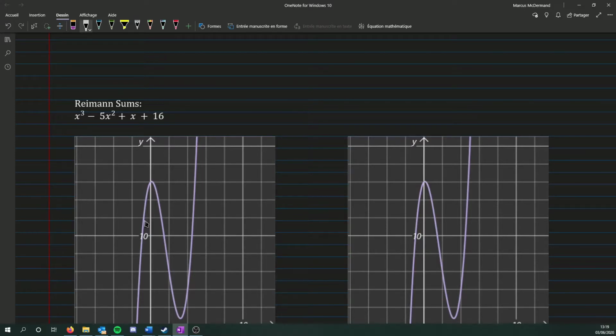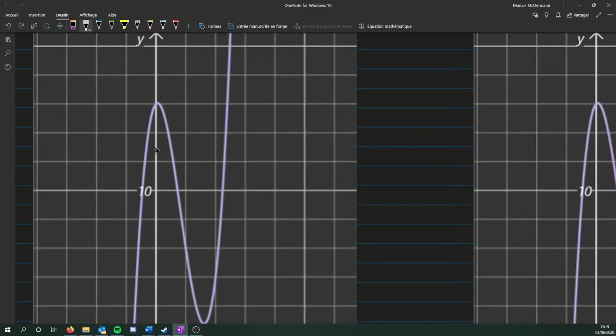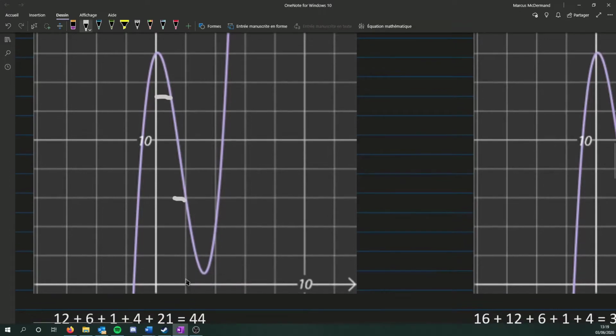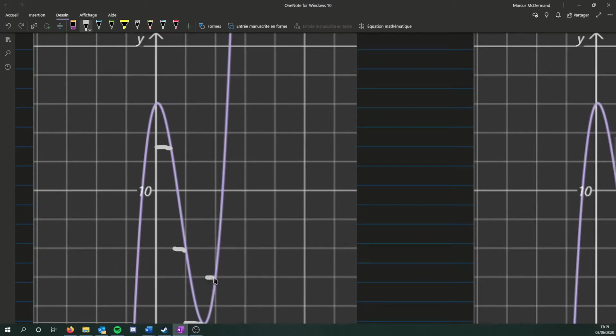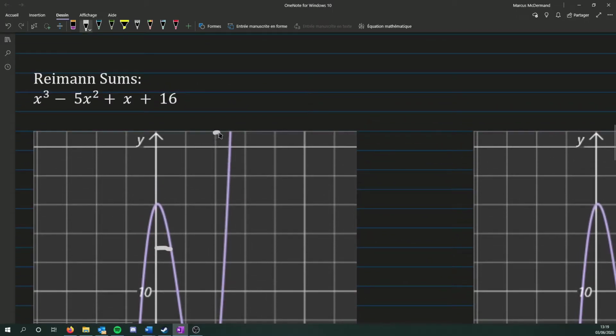So let's draw a whole bunch of rectangles. We're going to be drawing these rectangles with a right bound. That means that if I place a rectangle right here, then that will essentially be touching the graph on its right boundary. So there's a rectangle. Here's a rectangle. Here's a rectangle. Let's see here. Here's a rectangle. And all the way up here is a rectangle.